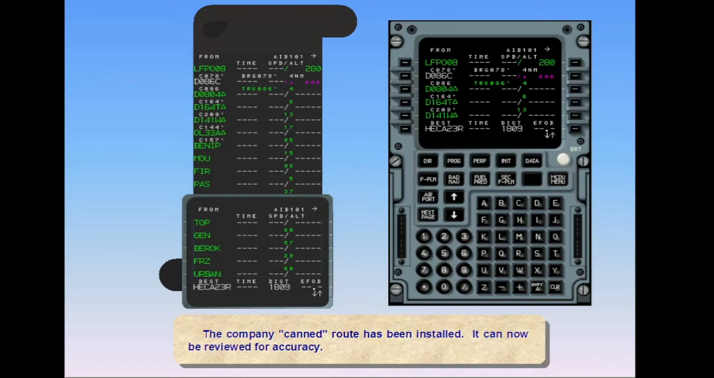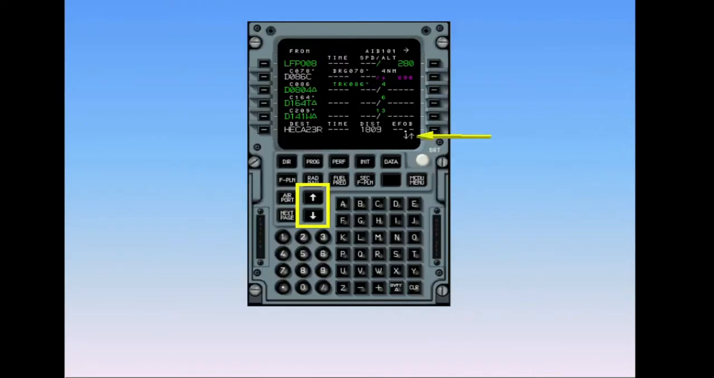Notice the up and down scroll symbols. These slew keys are used to scroll the flight plan waypoints up or down. The up arrow is used to bring later elements of the flight plan into view on the screen. The down arrow scrolls elements which have rolled off the top of the screen back into view.